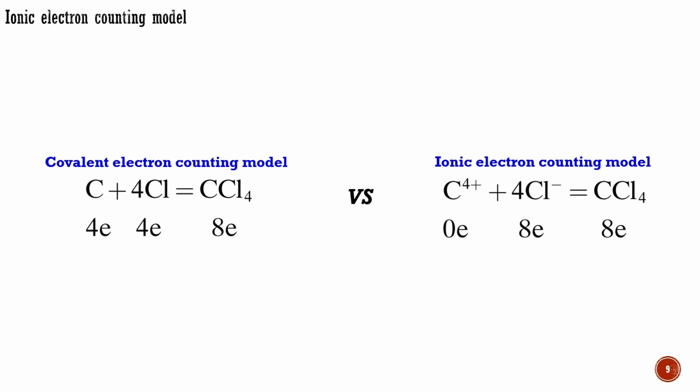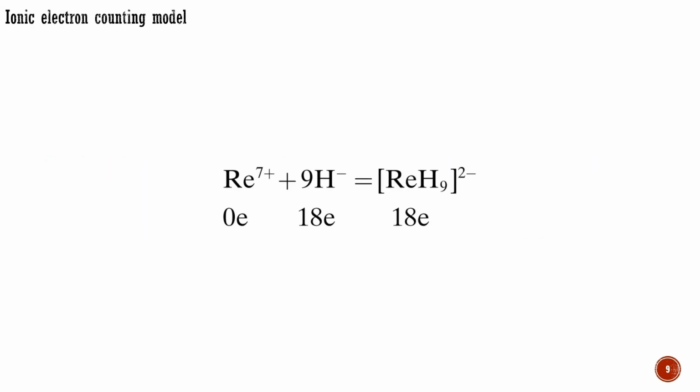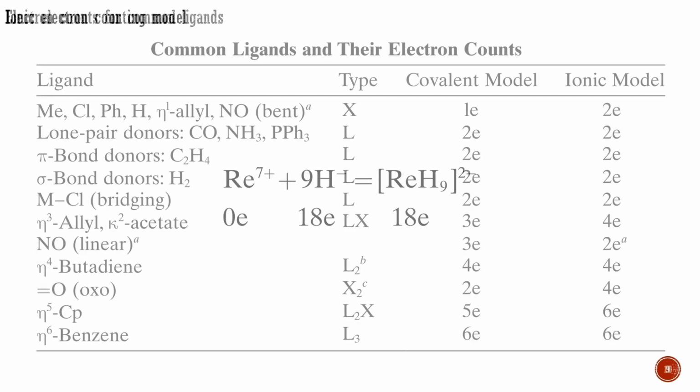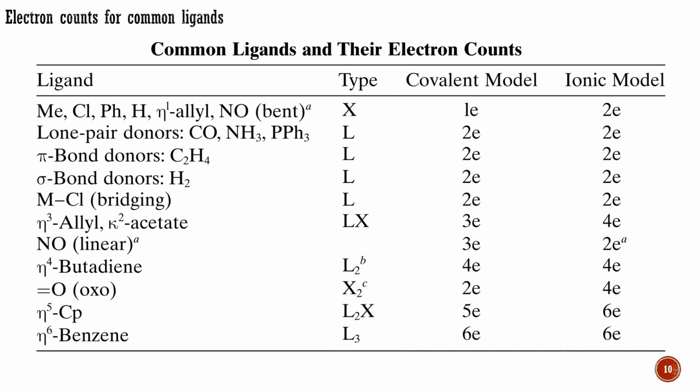Neutral L-type ligands pose no problem because they are always 2-electron donors on either model, but X-type ligands are treated differently. In the ionic model, each metal-X bond is considered as arising from metal plus and X minus ions. To return to our organic example, whether we count octet in tetrachloromethane by the covalent model from the atoms or the ionic model from the ions, we get the same result. Applying the ionic model to the case of potassium nonahydridorhenate gives a result similar to that seen in the covalent electron counting model. This table shows common ligands and their electron counts on both models.